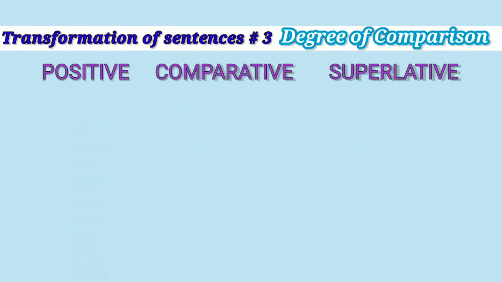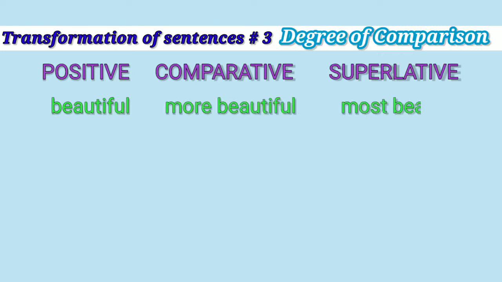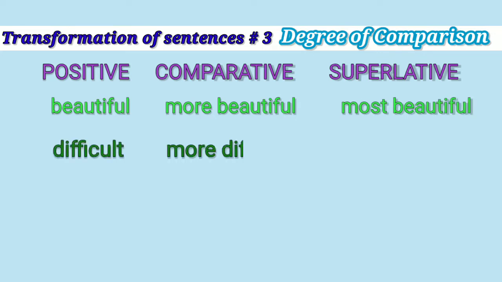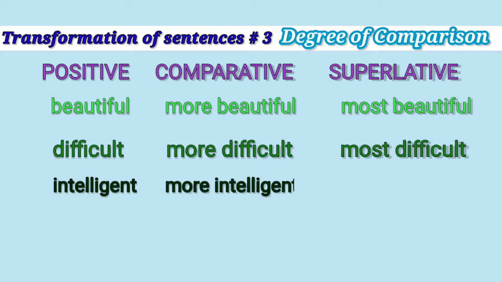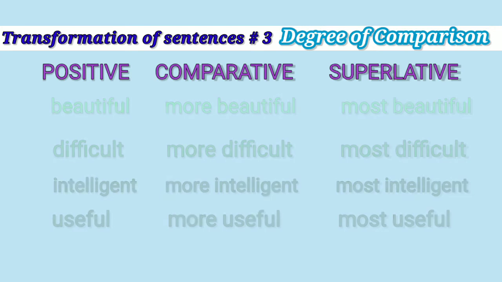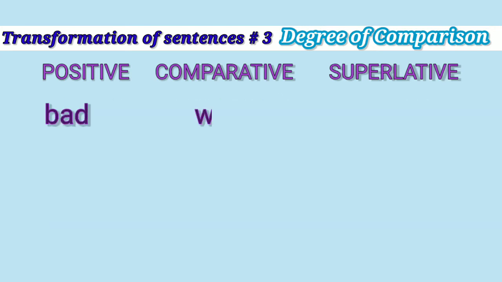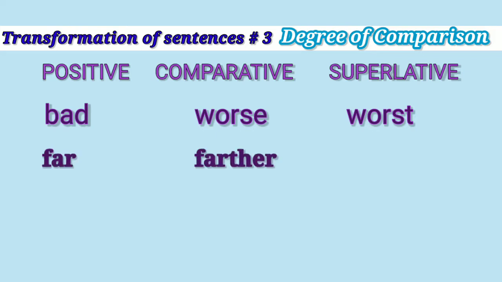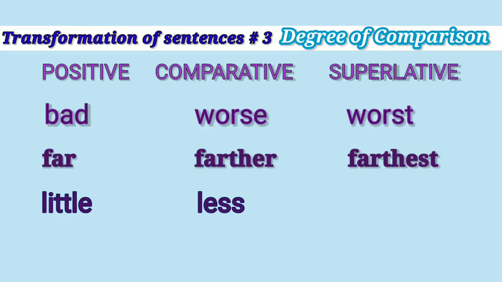In these examples, comparative is made by adding more before positive form, and superlative is made by adding most before positive form. In all these examples, we made comparative and superlative forms of adjectives from positive form. Here are some examples of adjectives in which comparative and superlative forms cannot be made from positive form.